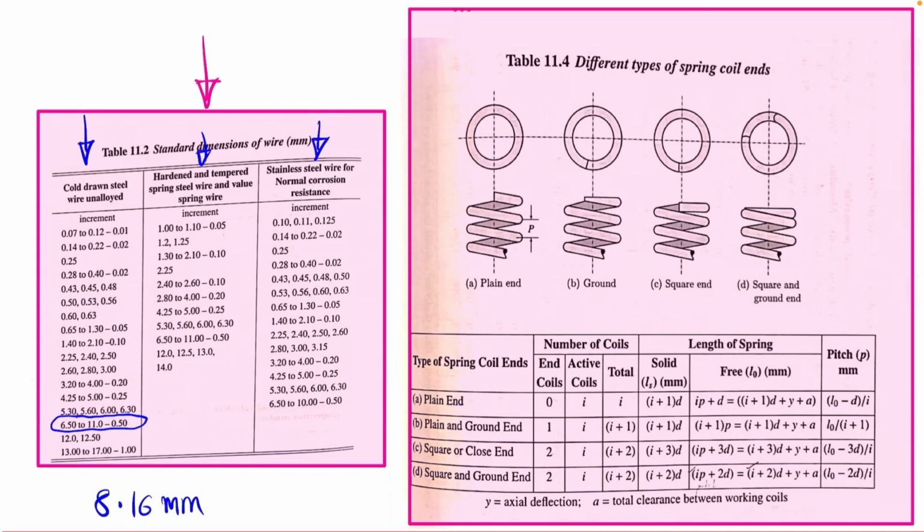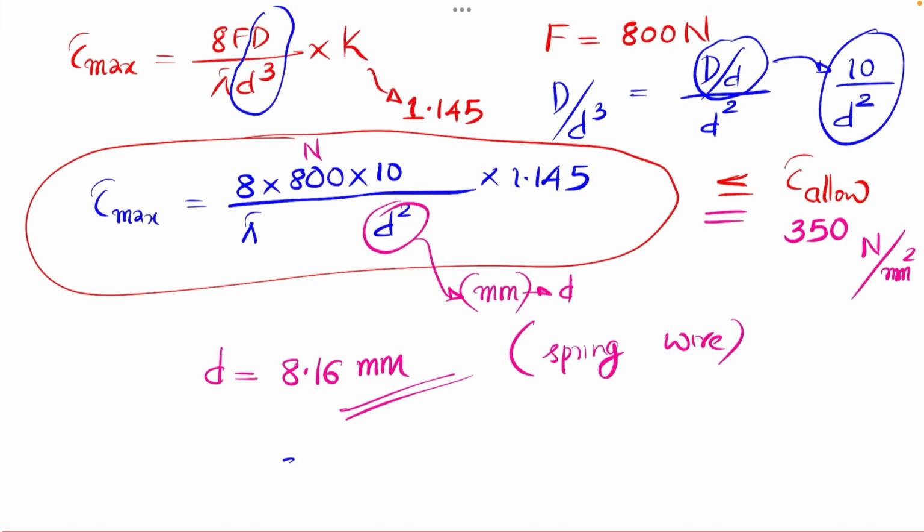If you are looking onto these values, that is 6.5 to 11 and hyphen 0.5, it means 0.5 is the step for that range. That means in the range of 6.5 to 11, the standard values will be 6.5, 7, 7.5, that is in steps of 0.5. So our 8.16 will be coming in the range of 8 and 8.5. So we need to take the higher standard value. So we will be standardizing our wire diameter to 8.5 mm. So finally our standardized wire diameter will be equal to 8.5 mm.